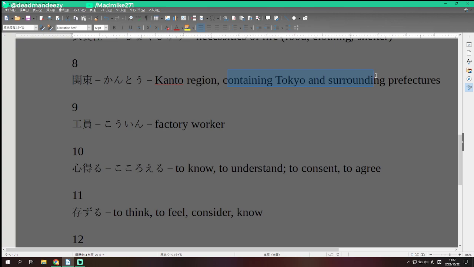Kantō is the Kantō region of Japan. Kantō is Tokyo and its surrounding prefectures.